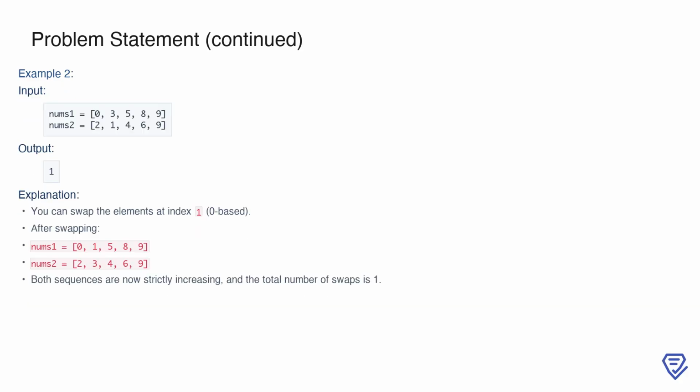Here's another example to consider. This time, nums1 is 0, 3, 5, 8, 9, and nums2 is 2, 1, 4, 6, 9. The output in this case is also 1. The swap happens at index 1. After the swap, nums1 becomes 0, 1, 5, 8, 9, and nums2 becomes 2, 3, 4, 6, 9. Now, both sequences are strictly increasing. This highlights how we might need to swap strategically at only specific indices to minimize the total number of swaps.